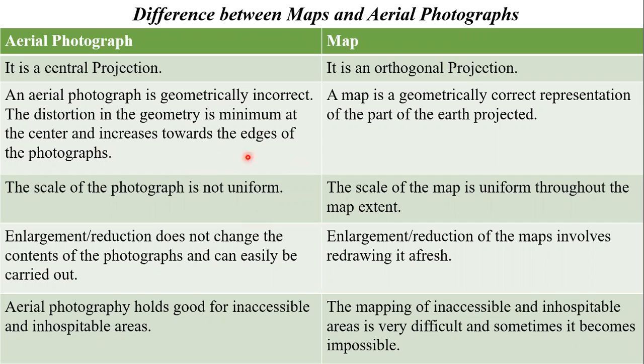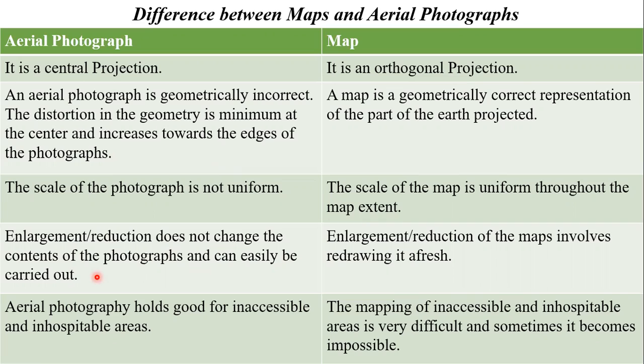For example, in one particular area I take one type of angle photograph, and in the same area, if we cover it in another map or another photograph, we will get different projections. Also, in aerial photography, enlargement or reduction does not change the content of the photograph and can easily be carried out. In a map, you can go for reductions, as it is a fresh drawing.